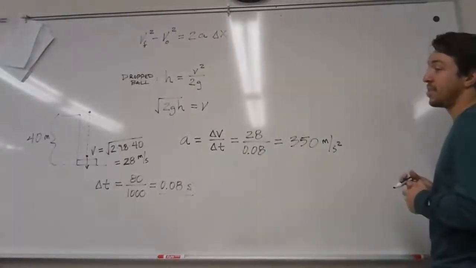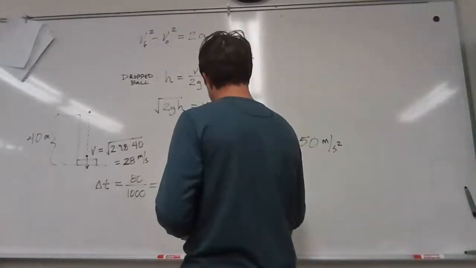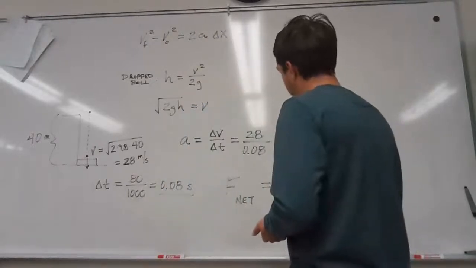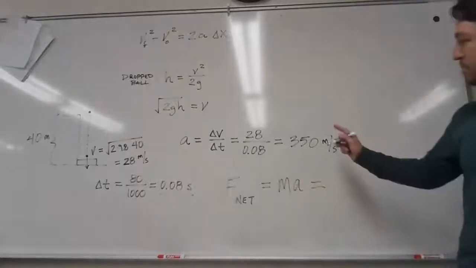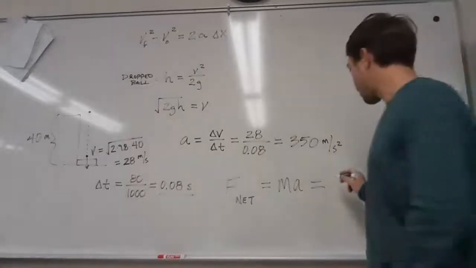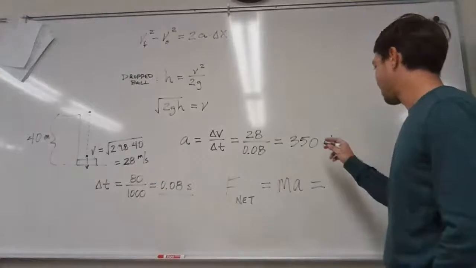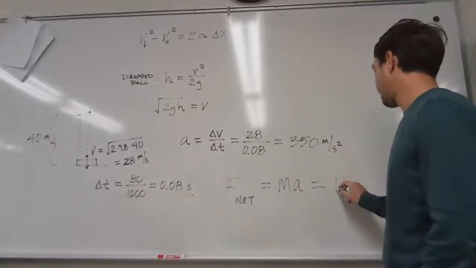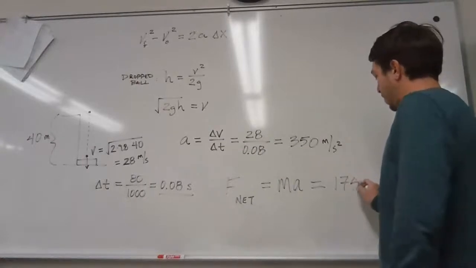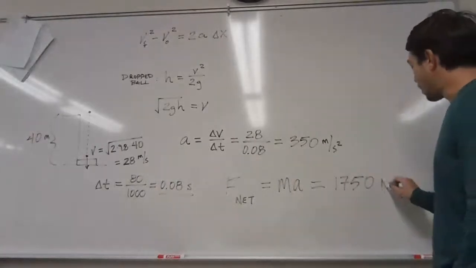Okay, so now with that, you can calculate the net force. The net force is going to be the mass times the acceleration. So you multiply that. What was the mass? Okay, so what does that end up being? 75 with a 0. Newtons.